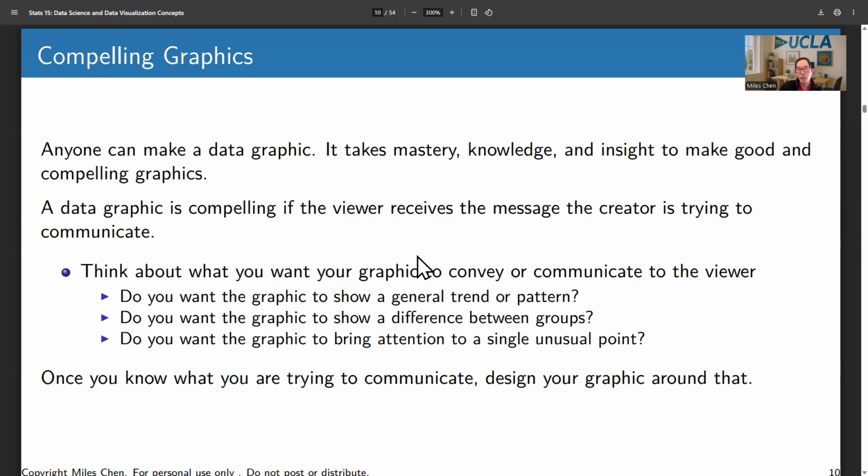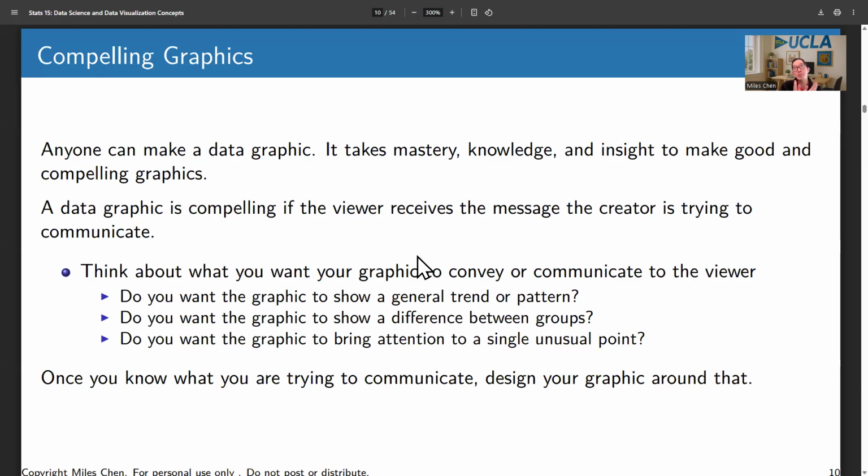We would say a data graphic is compelling if the viewer, the person looking at the data graphic, receives the message that the creator is trying to communicate. And so an important thing you need to think about is what it is that you want your data graphic to convey or communicate to the viewer. Do you want the data graphic to show a general trend or pattern? Do you want the graphic to show a difference between groups? Do you want the graphic to bring attention to a single unusual point? What is the point that you're trying to make, right? So keep that in mind.